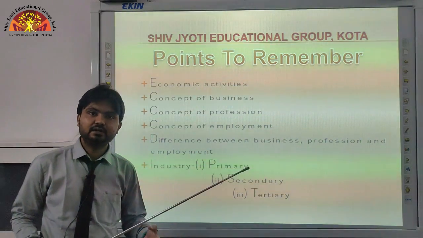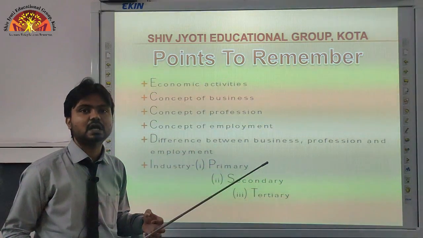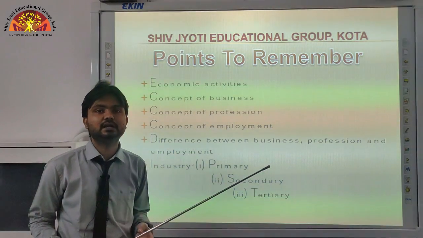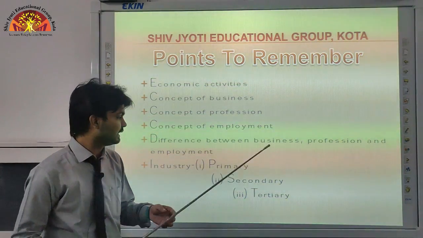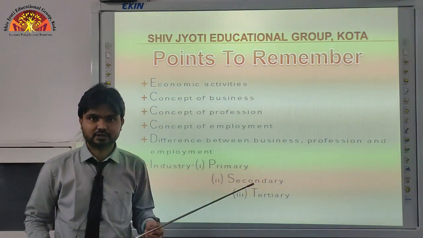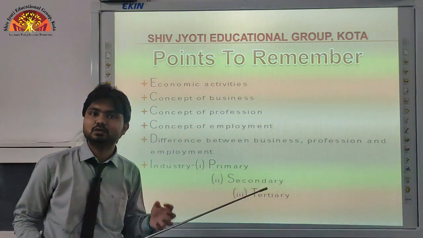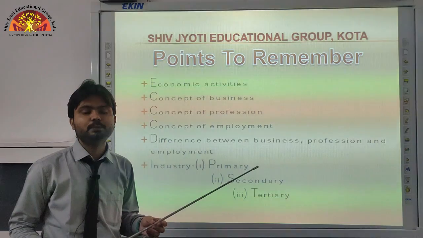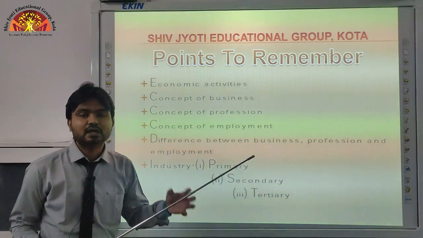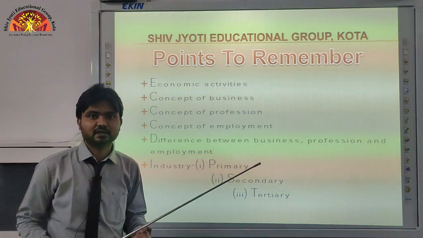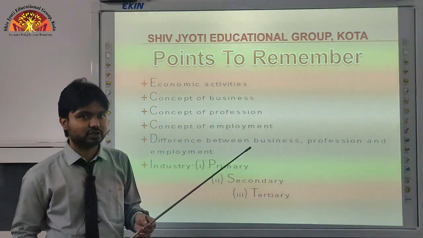Second is the secondary industry. Secondary industries are those industries which are basically related to conversion of raw material into the finished product. And the last one is the tertiary industry. Tertiary industries are those industries which are related to providing services to individuals. All the installation services and after-sale services are included in the tertiary industries.